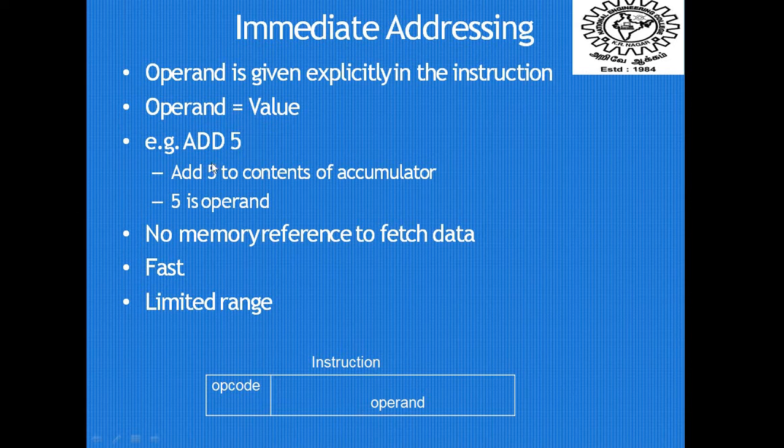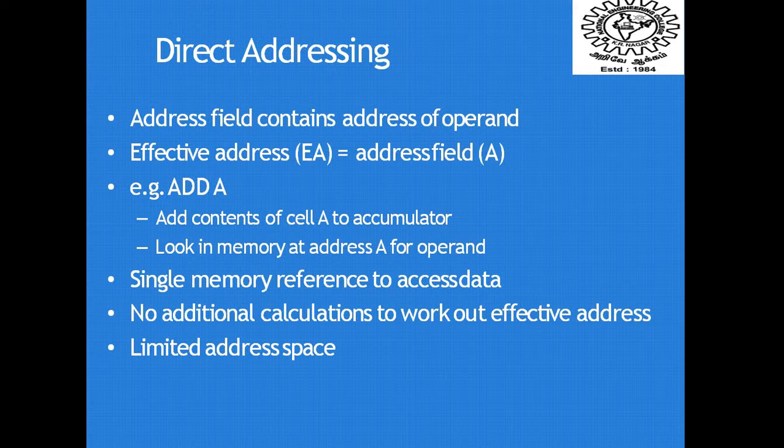So add 5 means the value 5 will be added to the contents of the accumulator. So you will give 5. The 5 value will be added to the accumulator, the special type of register content. So no memory reference needed. It is very fast, as I said, immediate. But it has a limited range. So next we are going to see direct addressing.